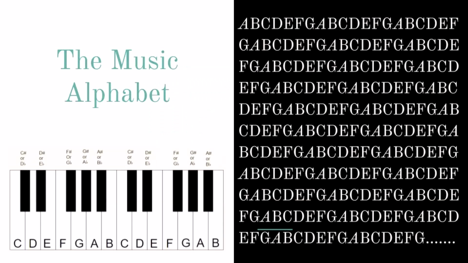And let's just go over the music alphabet: A, B, C, D, E, F, G, A, B, C, D, E, F, G, A, B, C, D, E, F, G. Repeats and repeats and repeats. Don't use H or I or J or K, just A, B, C, D, E, F, G. So know the grid, memorize the grid, know the keys, and you will not be as anxious when you approach piano playing.